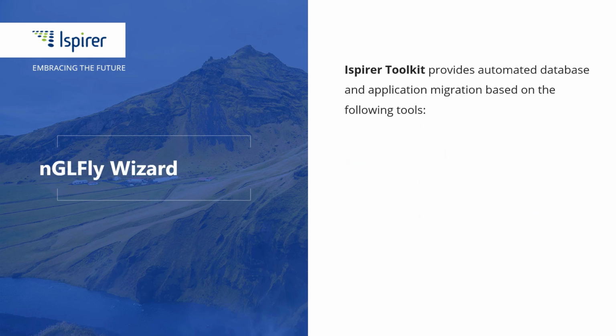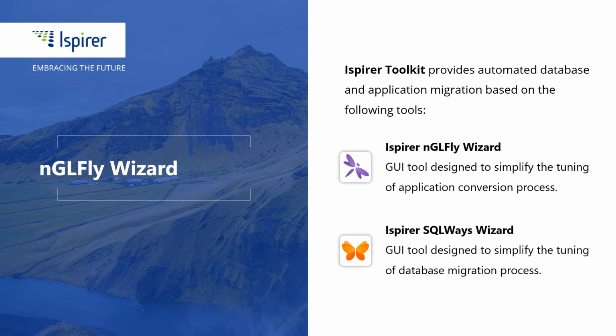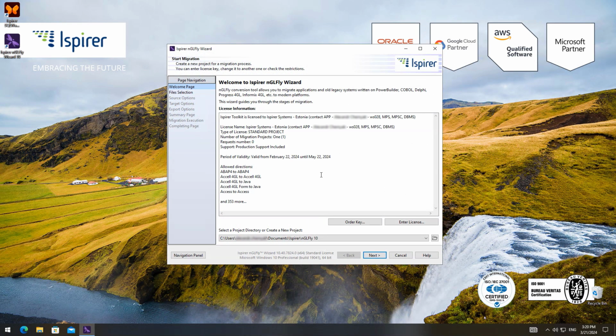Now let's start our PowerBuilder to Java migration walkthrough with Ispirer nGLFly wizard. The tool is included in Ispirer Toolkit and designed to manage the application migration process. First, I need to provide the directory where the configuration files will be located.